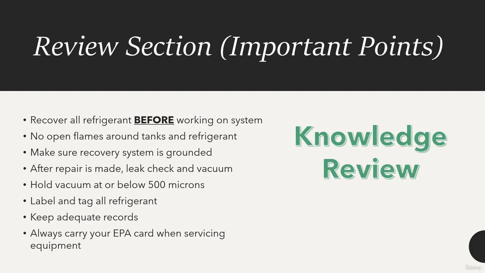In review, you should recover all refrigerants before working on a system. No open flames around tanks of refrigerant. Make sure the recovery system is grounded, especially when working on flammable R290 or isobutane. After the repair is made, leak check and then vacuum. Hold the vacuum at or below 500 microns to ensure that all moisture is gone and to also make sure the system is not leaking. You should label and tag all refrigerant, keep adequate records, and always carry your EPA card when servicing equipment.